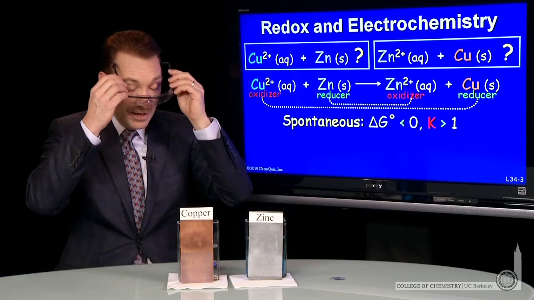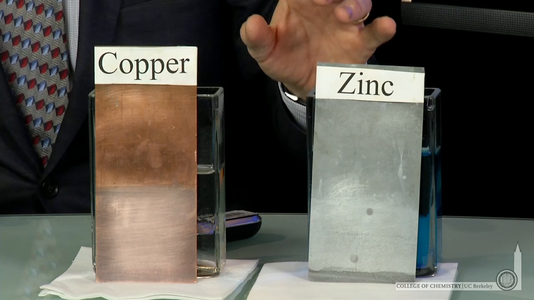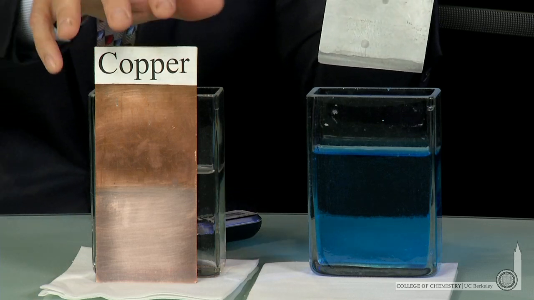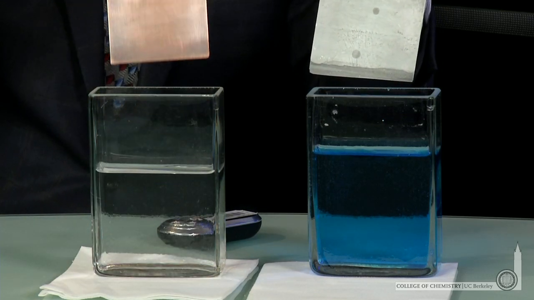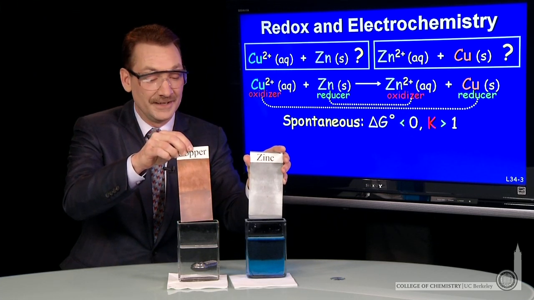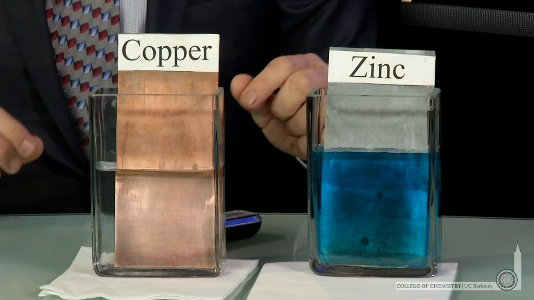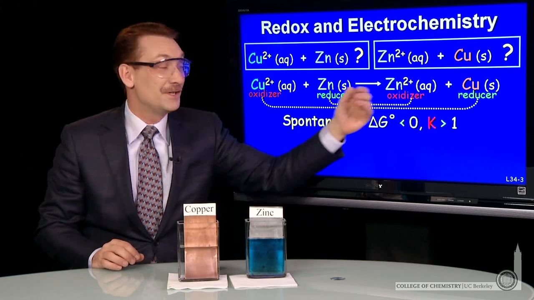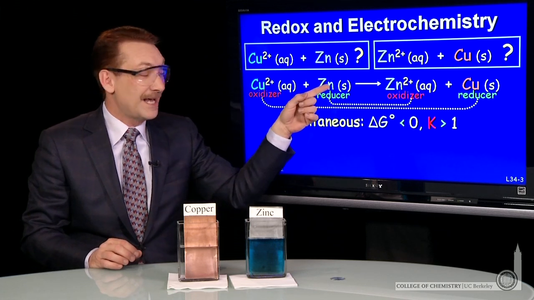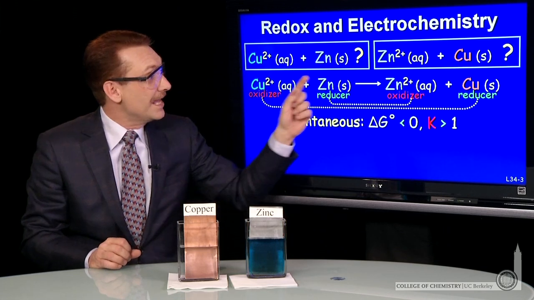Here I have copper and zinc. Here's the copper metal and the zinc metal. And I have copper solution, the blue solution of the copper, and zinc solution here. If I put the zinc metal in the copper solution and the copper metal in the zinc solution, let's see what happens. What we expect is this reaction to go in this direction, for copper ions from this blue solution to accept electrons from the zinc, forming zinc ions and copper metal.